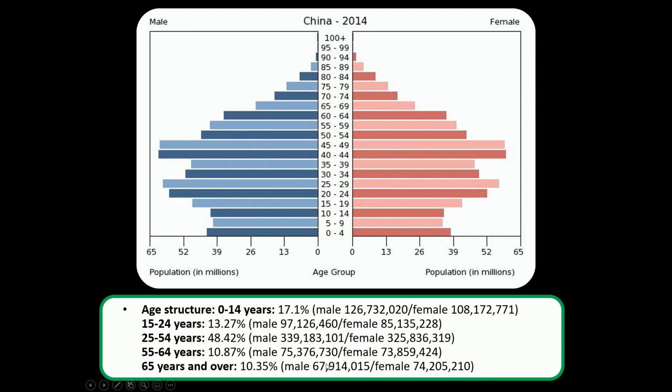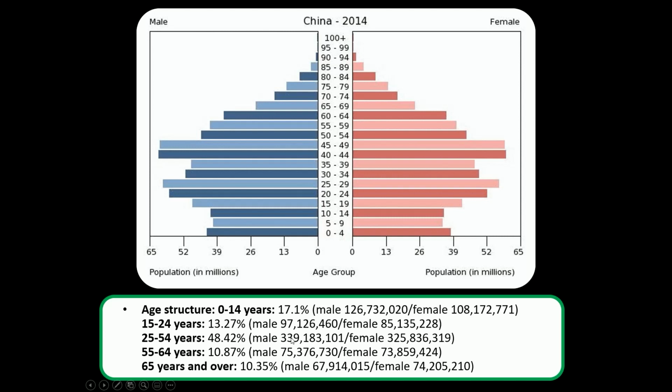about 67.9 million male. The numbers are a little bit more even for 55 to 64 years old. And part of the reason for that is that women tend to live longer than men do.